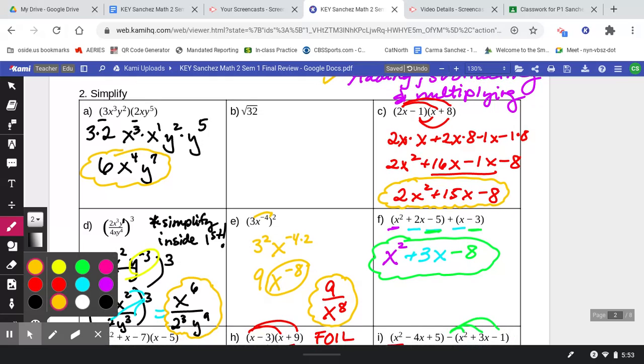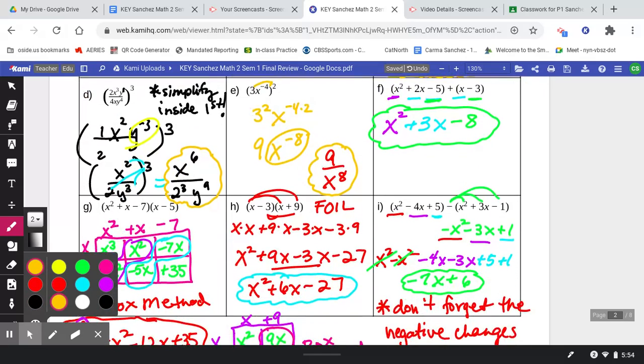Now, this guy up here, letter B, is just a simplifying radical. It means we're going to split this up into what times what equals 32. So hopefully you see this perfect square embedded of 16 and 2. So the square root of 16 is just 4. Square root of 2 is just 2. My simplified radical would be 4 root 2. We've been doing a lot of this with quadratics. All right.